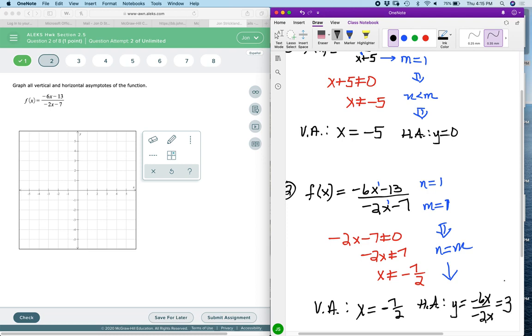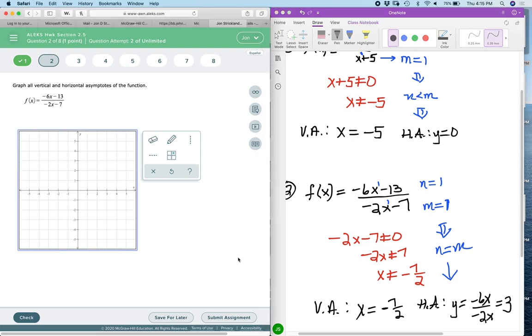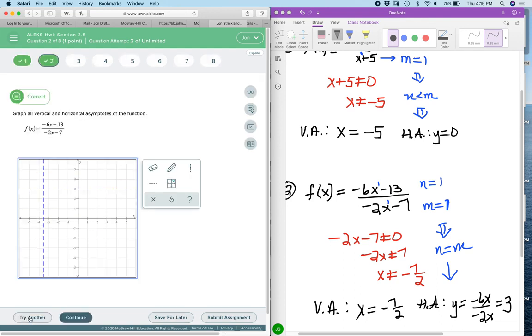So lining up what we have here, for the vertical asymptote we have negative 7/2, so that's going to be negative 3.5. For the horizontal asymptote, y is equal to 3. Just pressing and checking, the result is correct.